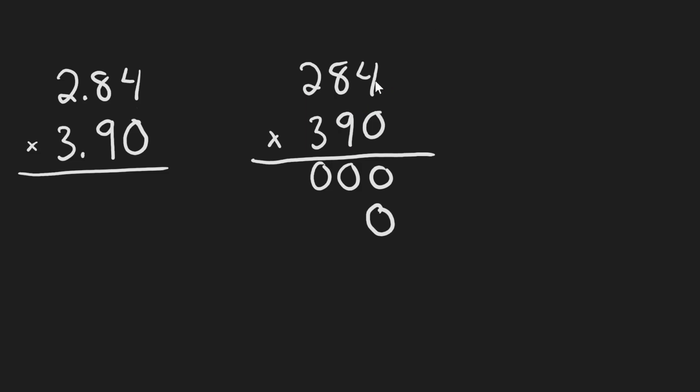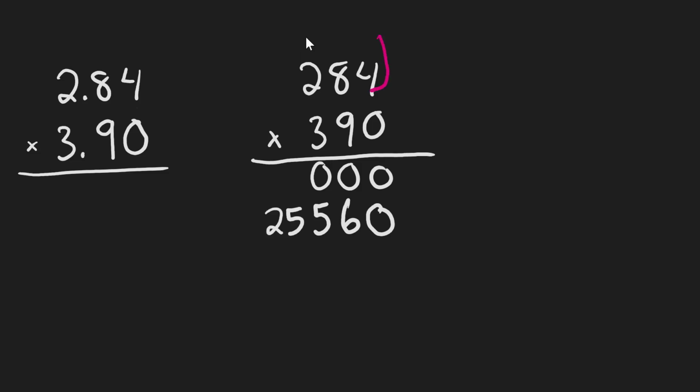And so now we can do 4 times 9 is 36. And so we write down the 6, carry over the 3. And 8 times 9 is 72, plus 3 is 75. So we write down the 5 and carry over the 7. And then 2 times 9 is 18, plus 7 is 25.